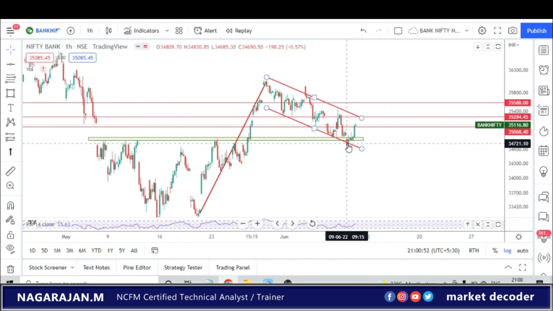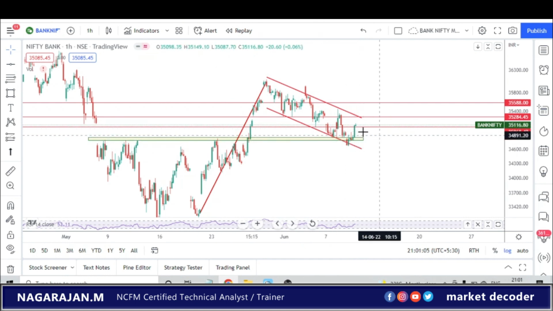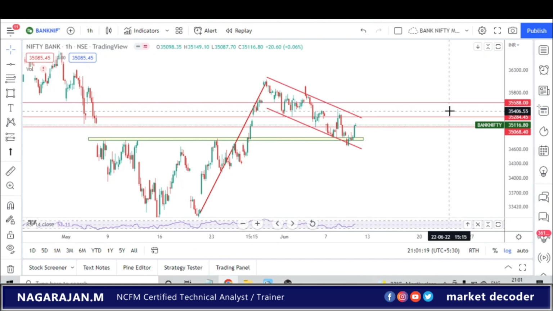From 36,685, the market bounced towards 35,149. So perfectly the market has bounced as per our price action prediction. The first target has been done, which was around 35,170. Then the second target is going to be 35,285, and the third target is 35,580 to 35,600. So definitely that should be the target.